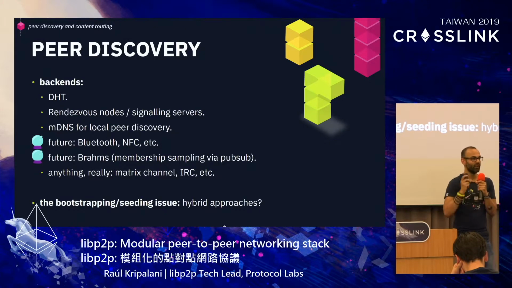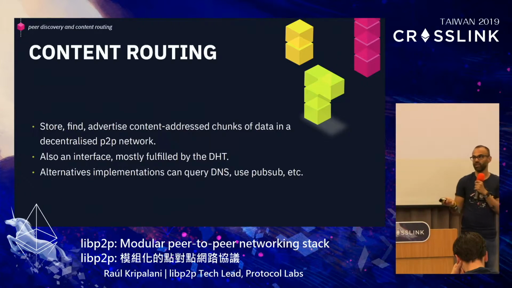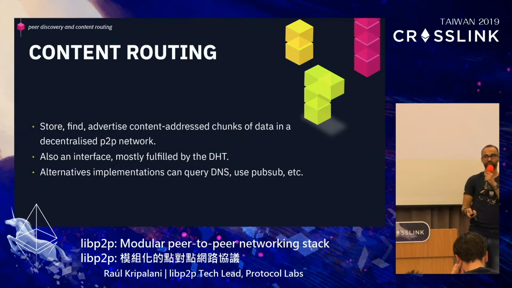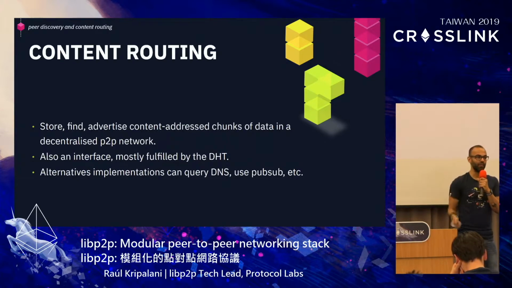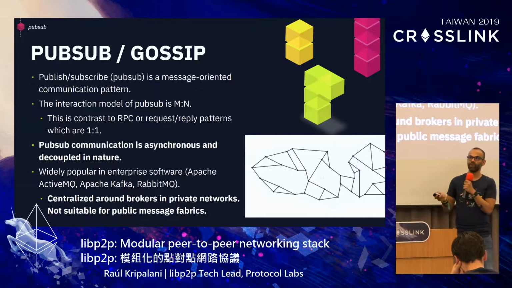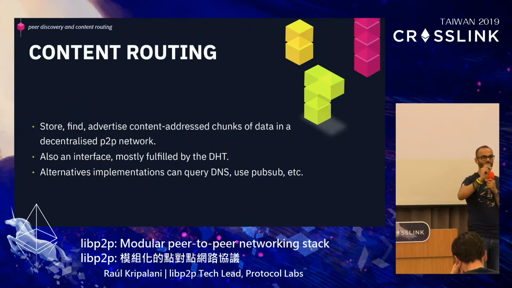So how do I get the first seed of peers to actually be able to interact with the rest of the network? And there are some interesting approaches that can be done on that layer by using hybrid approaches. Cool, so I won't go very deep into this. Content routing is something that the libp2p stack also provides. It's also a pluggable interface, which is normally implemented by a DHT. So content routing gives you the ability, essentially, of locating content address pieces of data in the world.